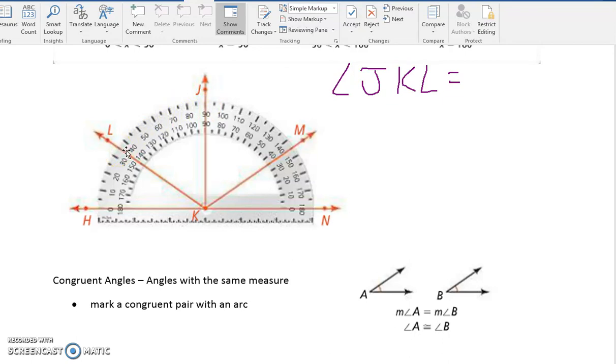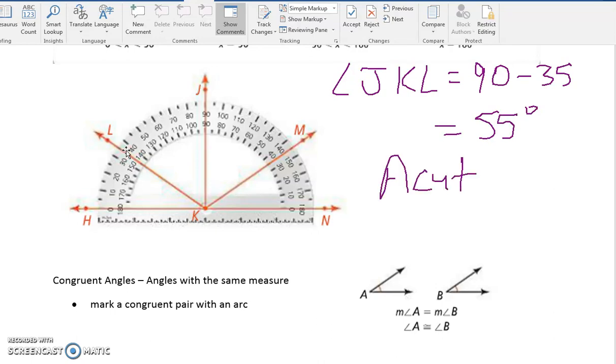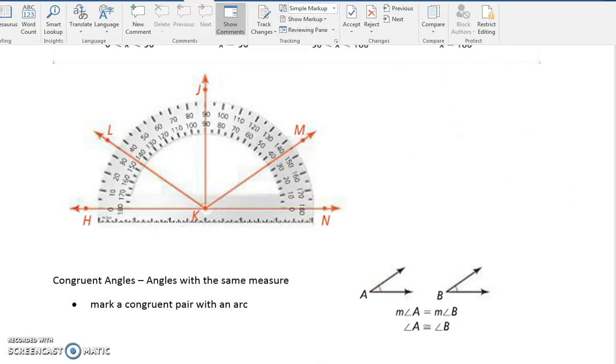So take the big one minus the small one. We go 90 minus 35. You can do that on your calculator if you need to. You can try to do it in your head, but I believe we would get 55 degrees. Okay, and if angle, according to our notes, is between 0 and 90, we call it acute. Okay, so that one is done. Erase this again. There we go.